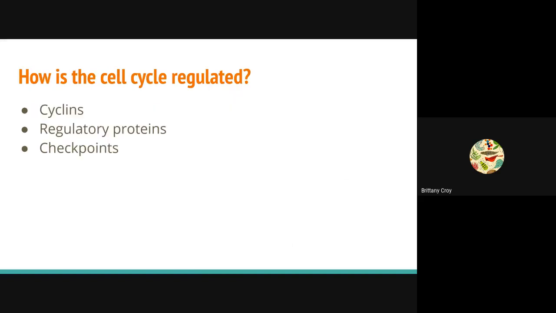Today we're going to talk about the main ways the cell cycle is regulated, and that is through cyclins, regulatory proteins, and checkpoints.